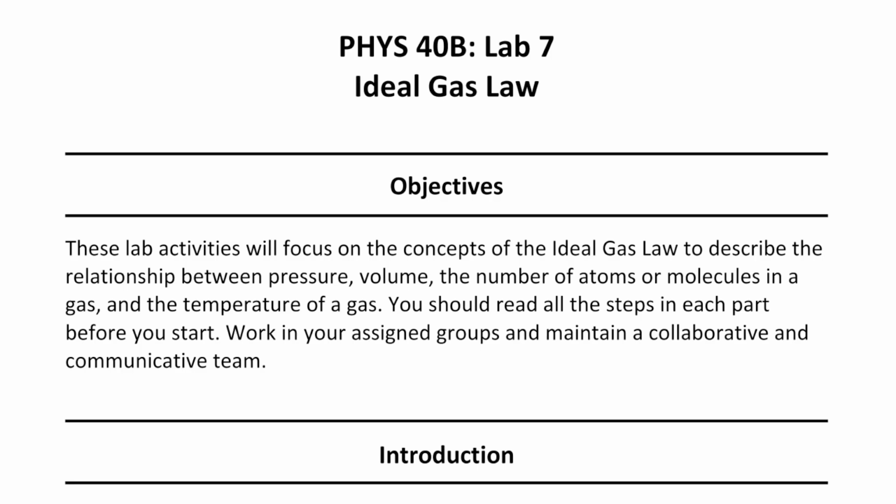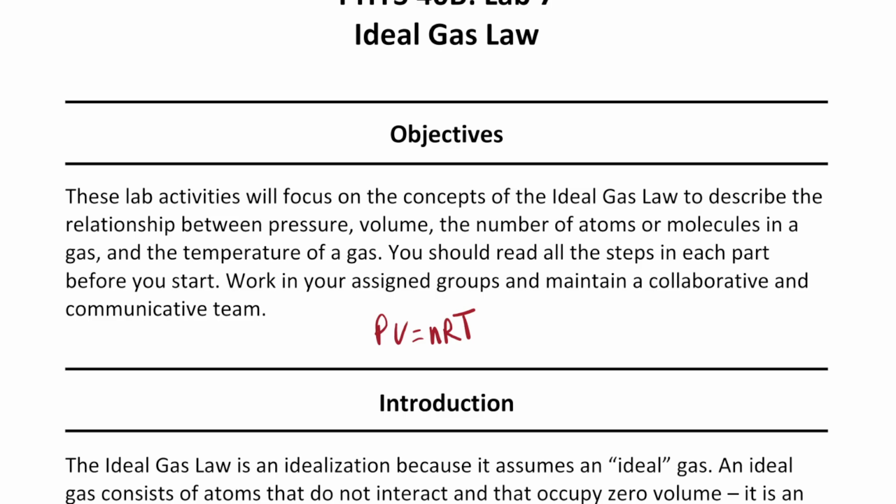All right, everyone, I'm going to be talking about Lab 7, the ideal gas law, or rather, reviewing it. There's not a lot to review in this lab. The ideal gas law is just PV equals nRT, where P is pressure, measured in pascals, V is volume, measured in meters cubed, n is the number of moles, R is a constant, and T is the temperature measured in Kelvin.